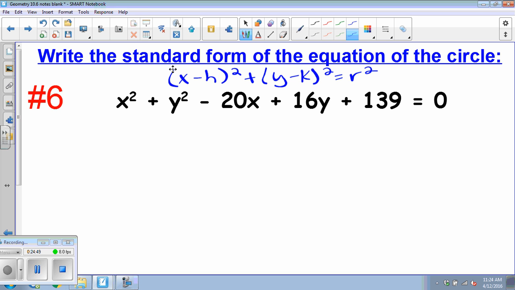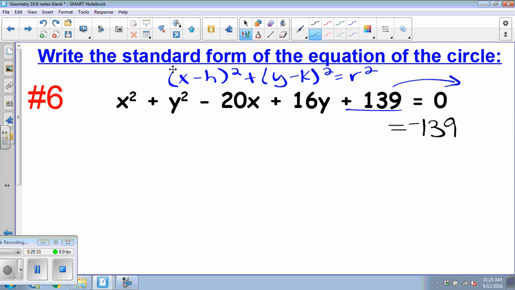Okay, so in order for me to get it into that form, I need to be able to get x squared into x minus some number squared. And I need to be able to get y squared into y minus some number squared. R squared is just a whole number. It's just a constant, right? So I know the first thing I need to do is take that constant and move it to the other side, because whatever's on the right side of that equal sign is going to be what my radius squared is. So, I know without a doubt, this is going to equal negative 139.